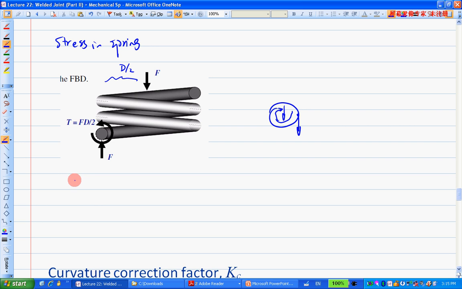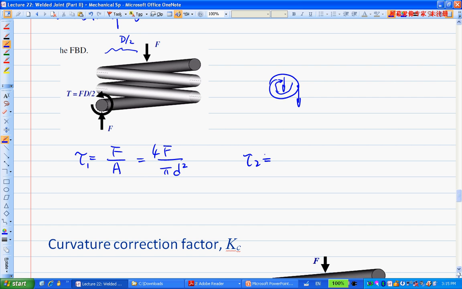So one of the stresses, okay, is tau equal to F over A. Okay, so let's call it tau 1. And A is the cross-section area. The wire has a diameter d. So the area is pi d squared over 4. So the 4 jumped to the top there. That's tau 1. And tau 2 is the stress caused by the torque. And that's TR over J. Okay? And if you plug everything in, that's 8F capital D over pi d cubed.